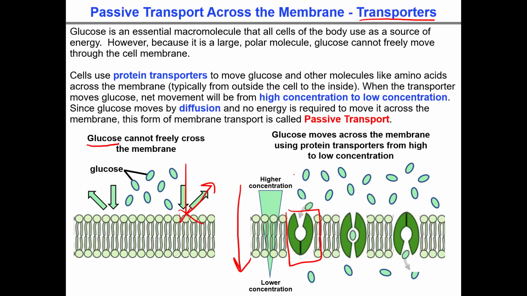And these are what's going to allow the glucose to move, again, still using diffusion, from an area of high concentration to an area of lower concentration. So they're going to come in here, and then they're going to get released into the cell. So again, glucose is going to be using more of a regulated transport.